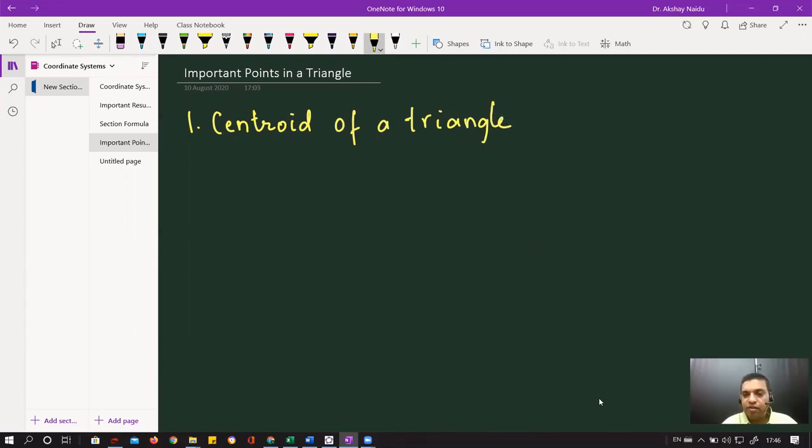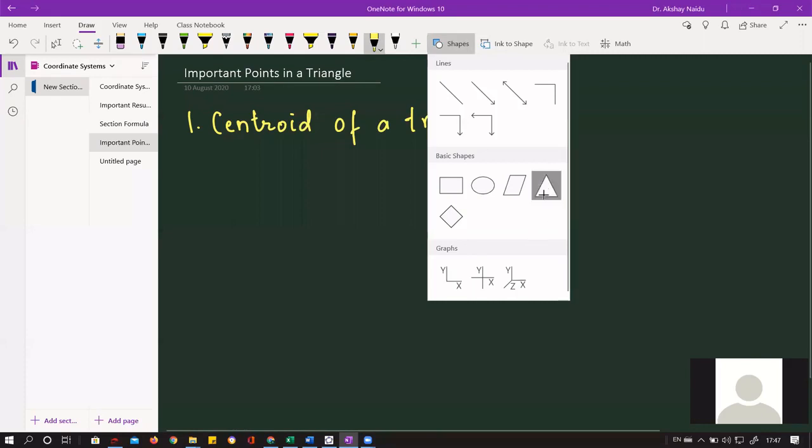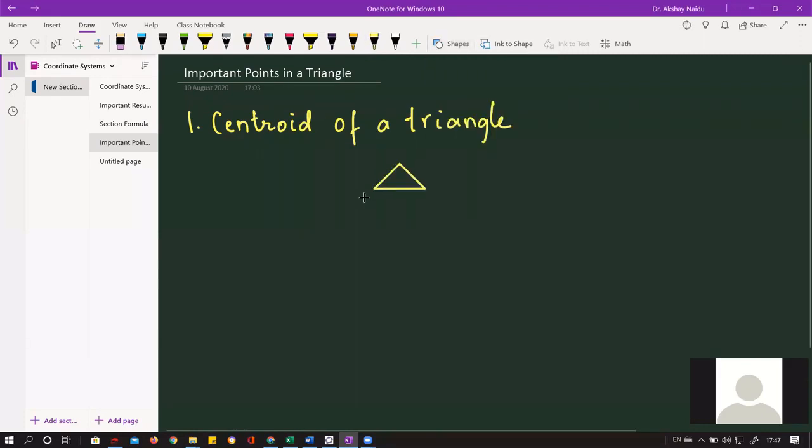How many people know what is a centroid? How is a centroid defined? Anybody? All right. So the point of intersection of medians. Very good. And what is a median? Who answered? Mahita. Very good, Mahita. What is a median?